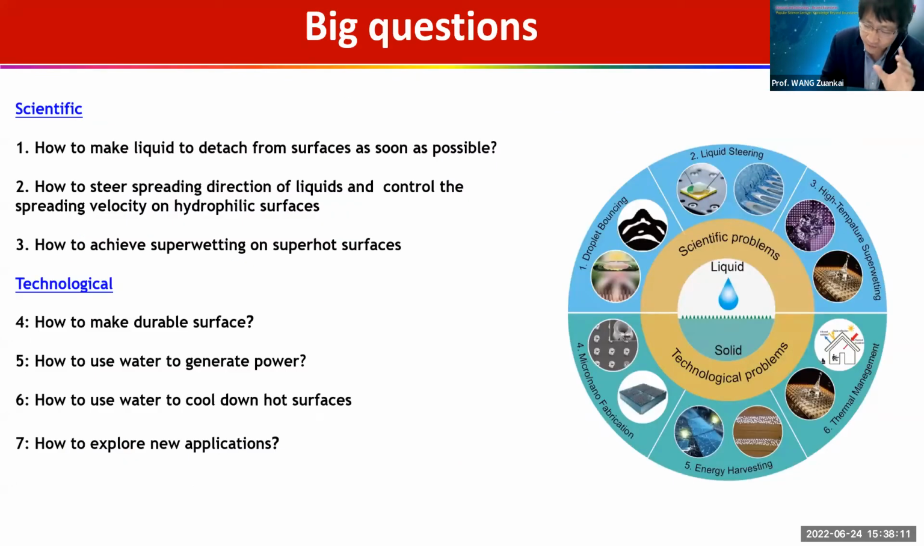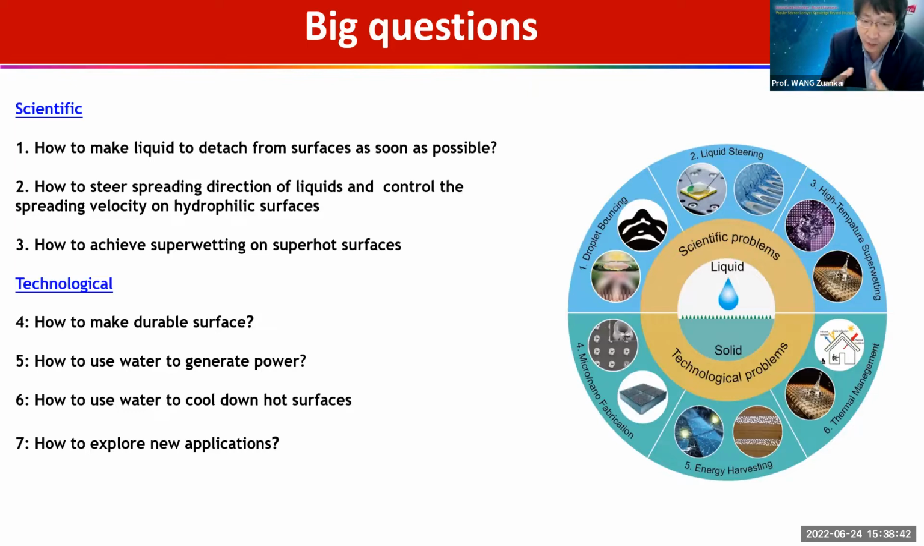So briefly, I want to answer some questions. Scientifically, for the hydrophobic surface, the surface repels water, and there is a parameter, the contact time. What's the shortest contact time for water to contact the surface, right? For a hydrophilic surface, the water will spread, right? So how do we control the spreading velocity, and how do we control the spreading direction? And also for super wetting.